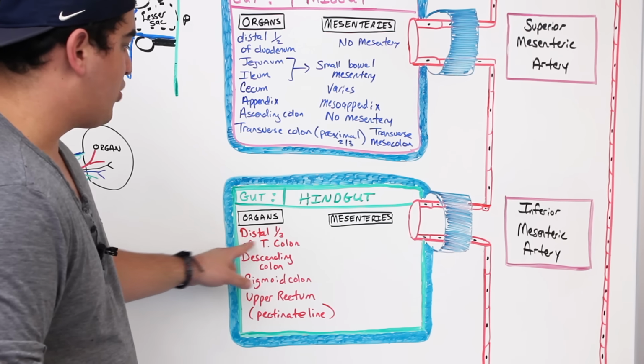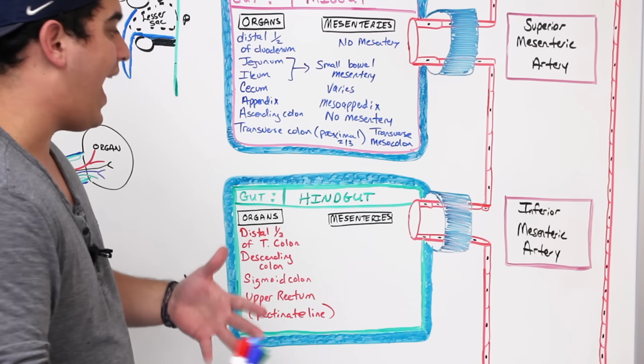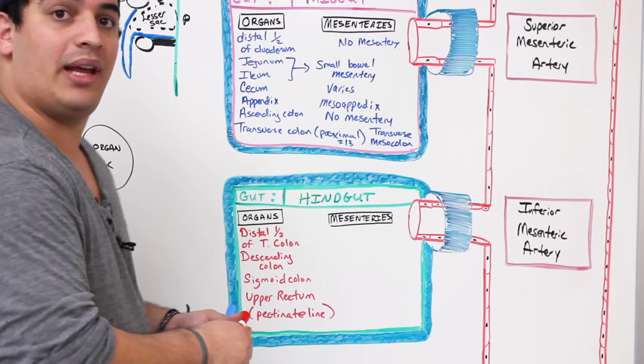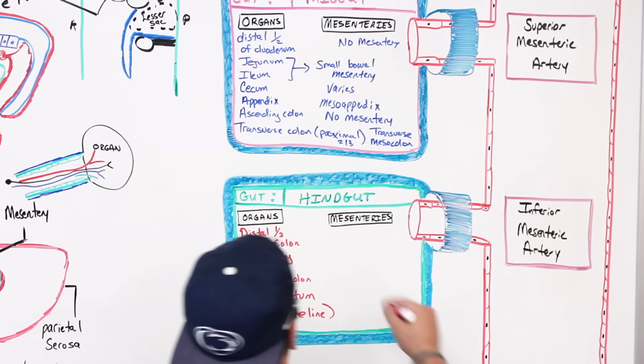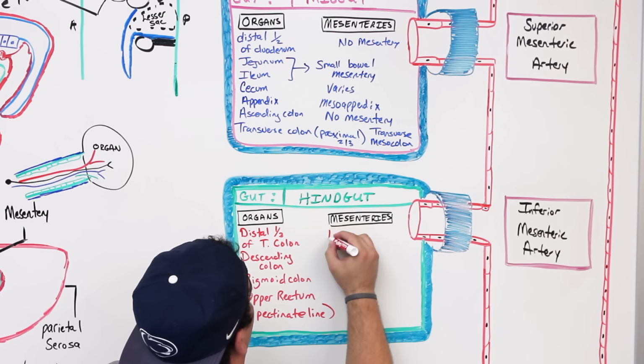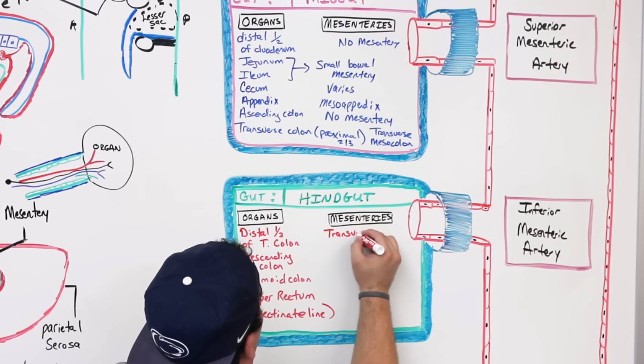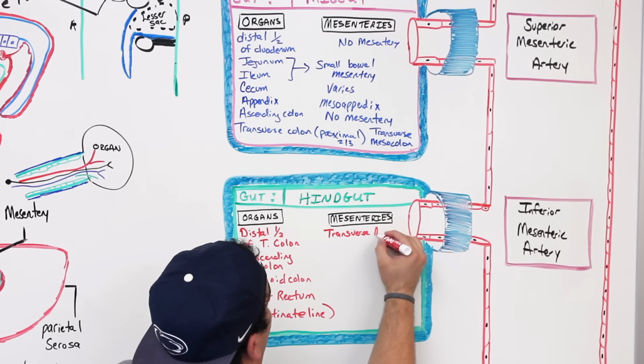Okay, well, we already said the distal 1/3 of the transverse colon. The transverse colon has to have a mesentery. We already know that. So what does it got to be? Let me get back down here and destroy my knees here, right? So this is going to be the transverse mesocolon.